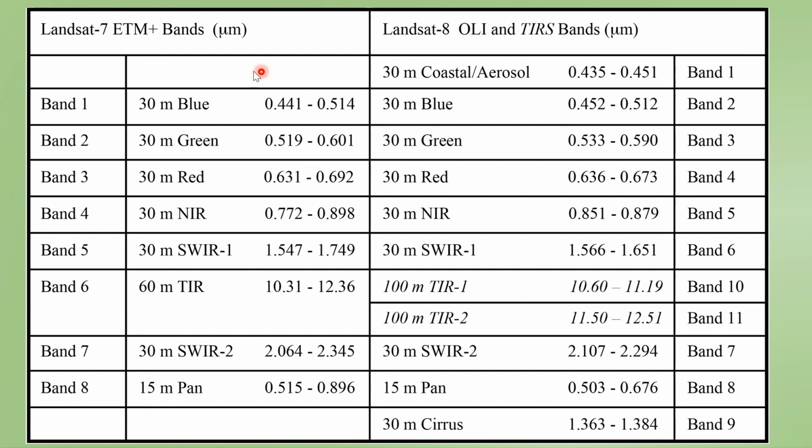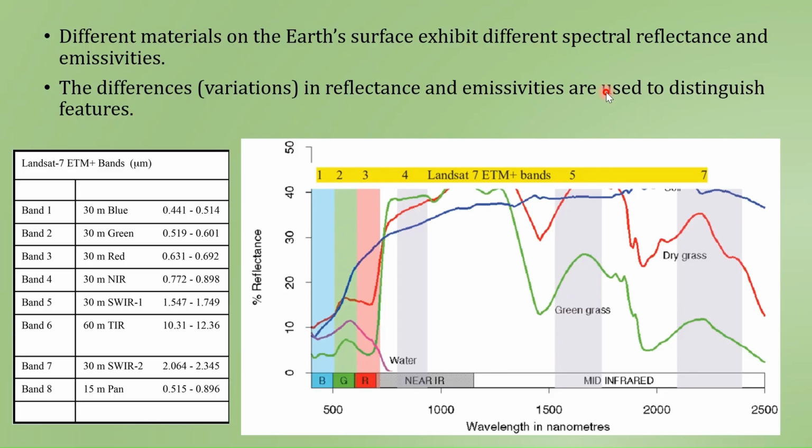Here we have two examples. One is of Landsat 7 bands and another is of Landsat 8 bands. We can see that in Landsat 8, the number of bands has increased as well as the bandwidth has been reduced in comparison to the earlier one. We can compare the bandwidth for the blue. Here it was 0.441 to 0.514, but now it has been reduced to 0.452 to 0.512. So the narrower the bandwidth, the more spectral resolution.